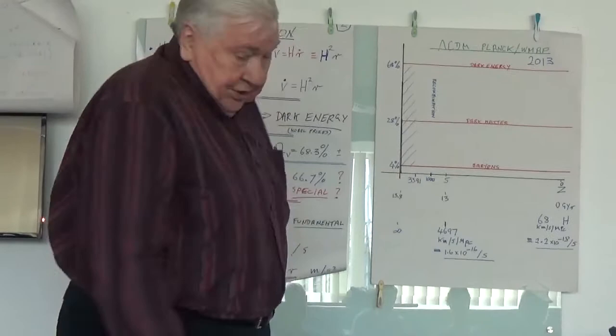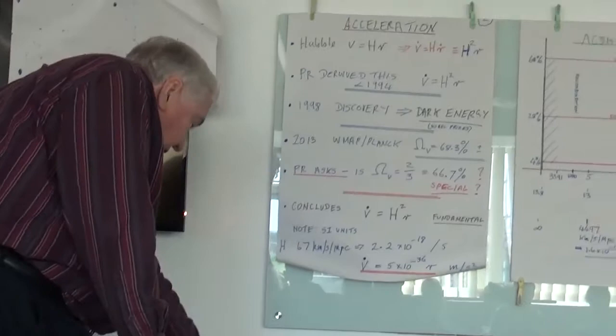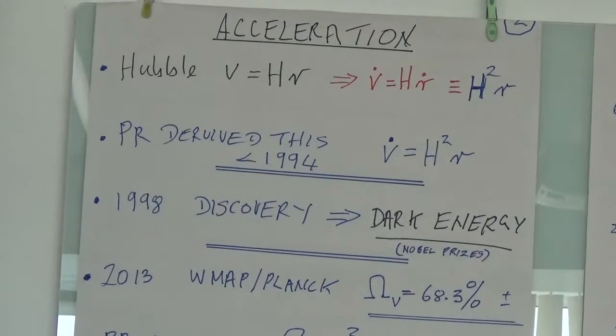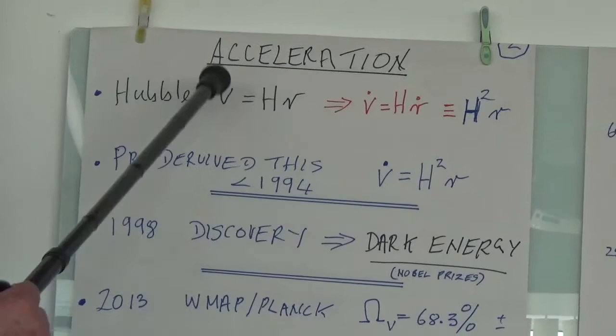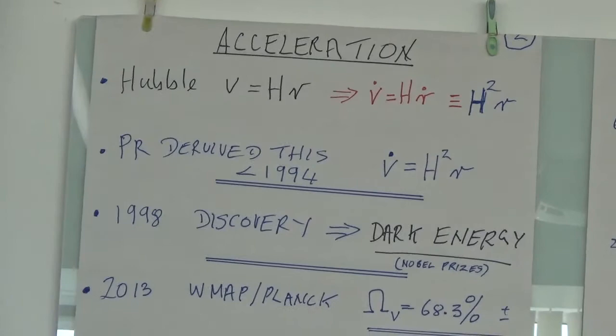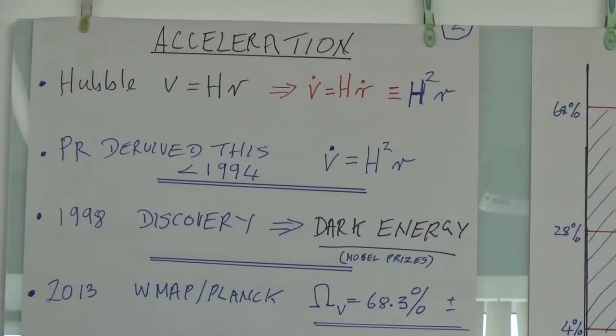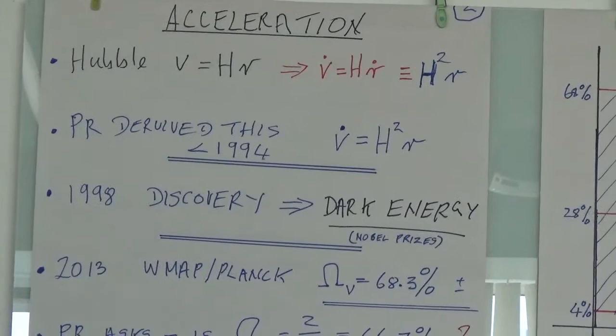Let's first of all start with something which is no more than an exercise. We take the Hubble formula and differentiate it with respect to time. Now the dot there means d by dt, it's Newton's old notation, which is still nice to use. And that says that the acceleration is H squared times r. Now the interesting thing about that is Peter Rowlands derived that expression before 1994, when nobody else, as far as I know, was talking about acceleration. But he didn't derive it in a trivial way.